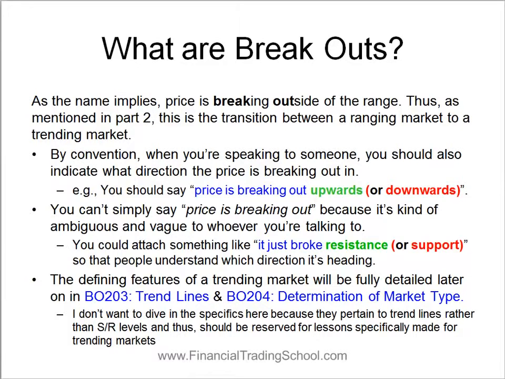Lastly, before we move on, I just want to say that the defining features of a trending market will be fully detailed later in BO203 Trend Lines and BO204 Determination of Market Type. As I said at the beginning of the slide, this is the transition between ranging and trending markets, but I don't want to dive into the specifics here because they pertain more to trend lines rather than SR levels, and thus should be reserved for the lesson made specifically for trending markets.